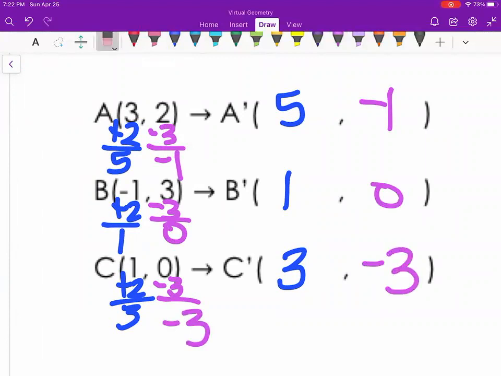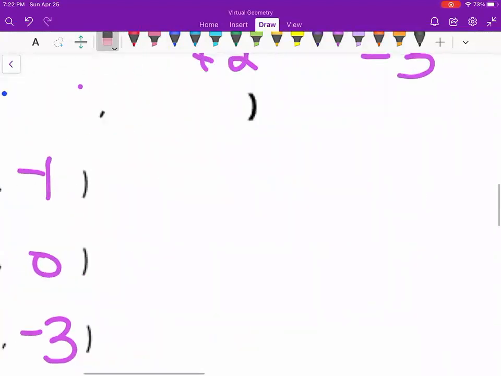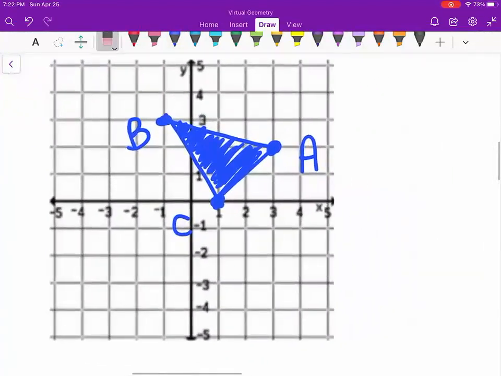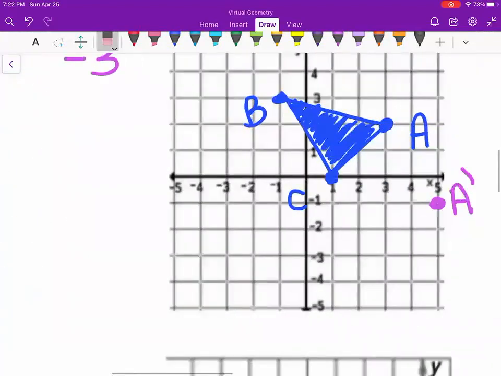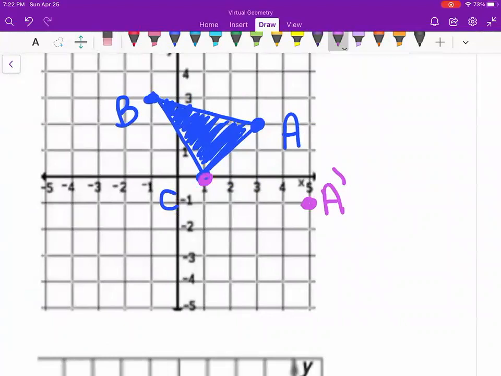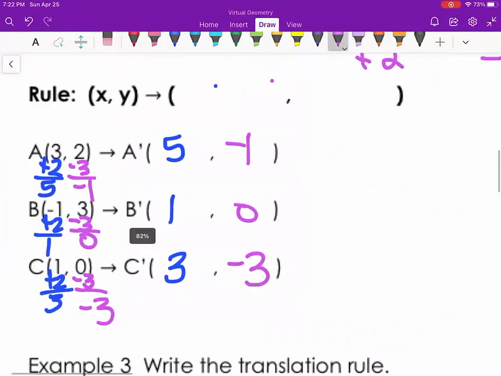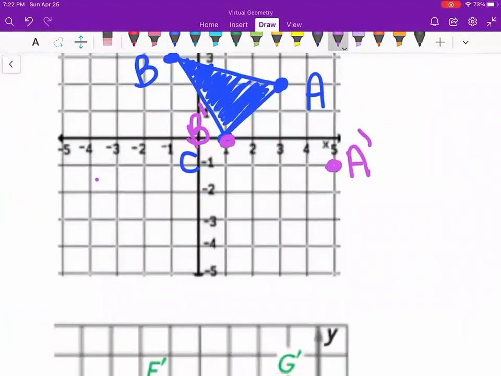Now we have our new coordinates. Let's go graph them. So 5, -1 for my A prime. All right, so there's A prime, first point. Next one we have 1, 0. Notice B prime and C were fine. And then our last point, 3, negative 3. There is our C prime. And so there's our translated image. We shifted down and to the right. And again, there's nothing wrong if your points start to overlap.